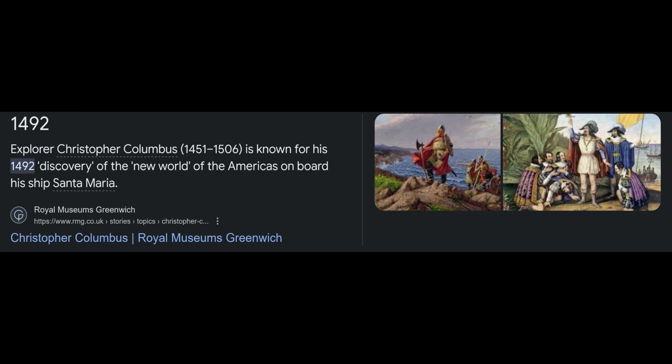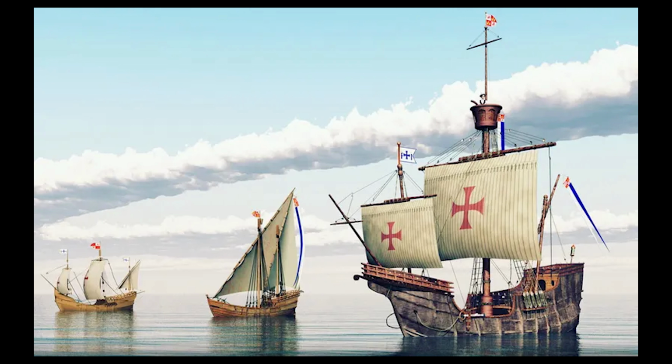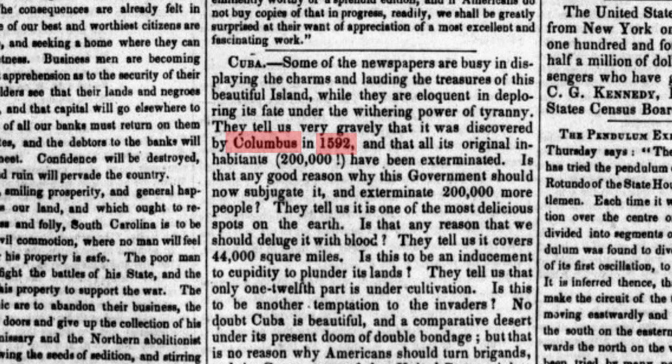Now, I'm sure you've heard the story that America was discovered in 1492. That's what they tell you. That's what they teach in schools. And they even have Columbus Day, a very special day to celebrate. But what if I told you that the narrative wasn't always that? What if I told you that the narrative used to be that Christopher Columbus discovered America in 1592?